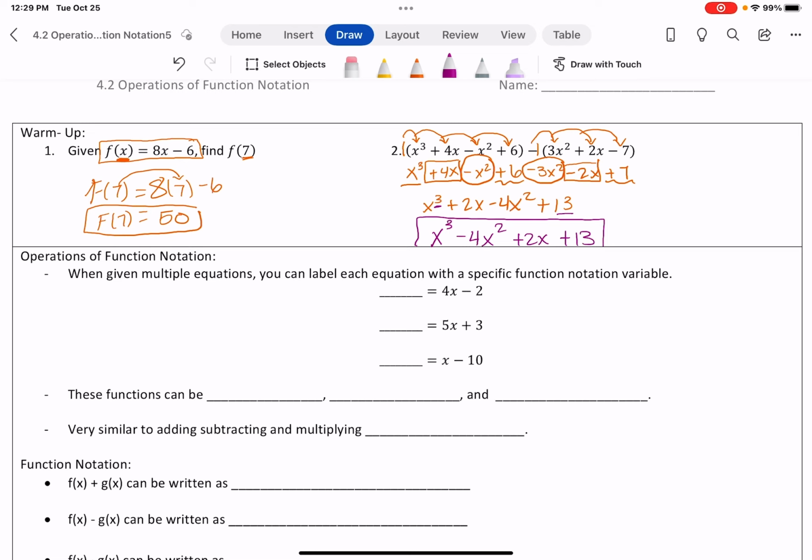So this was just a review for things that we've done before, especially number 2. This is going to go into what we're learning today. So let's go ahead and jump into the notes.